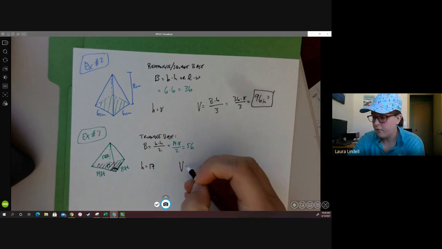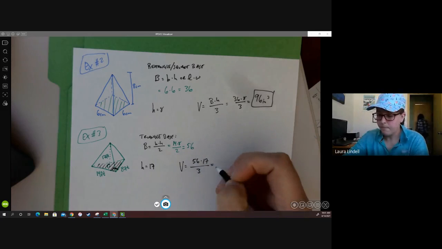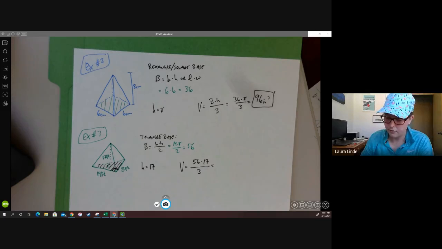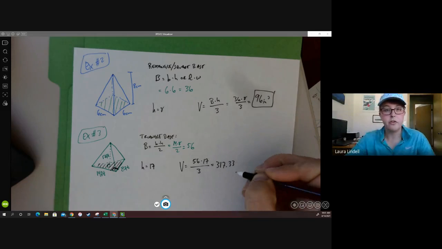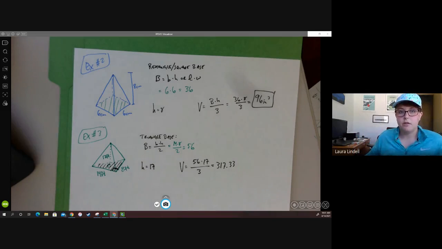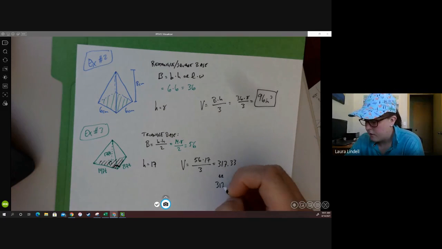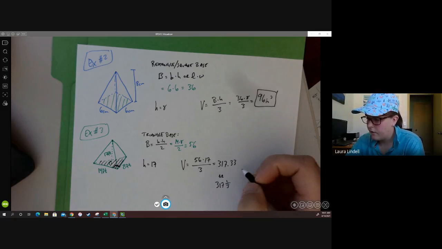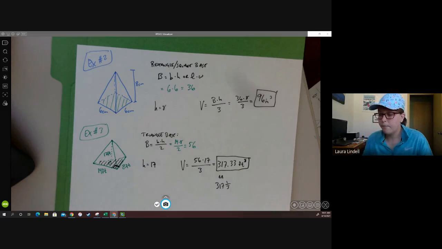And then all we have to do, volume is base times height, so 56 times 17 divided by 3. So 56 times 17 over 3 goes into the calculator, and we get about 317.33. It's really 3 repeating, so if you wanted to, 3 repeating is also known as the fraction 1/3. So you could do it that way and have it be 317 and 1/3. And this would be cubic feet. Most of the time you'll just be asked for the decimal though.